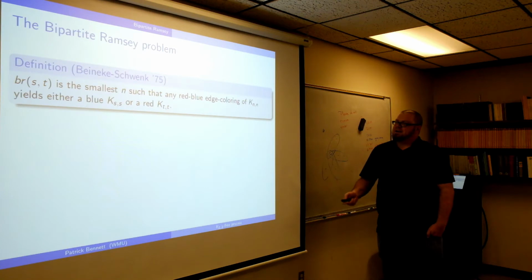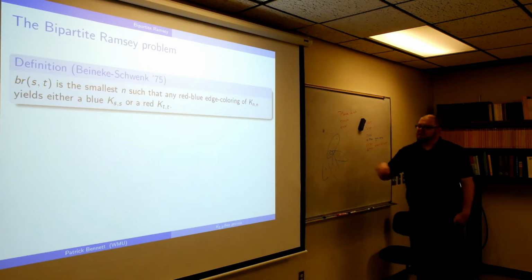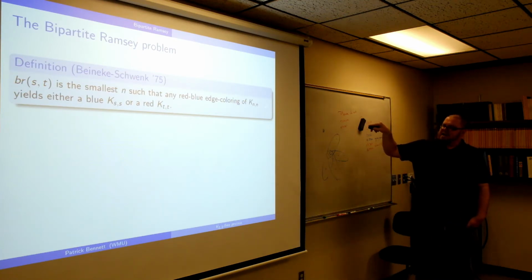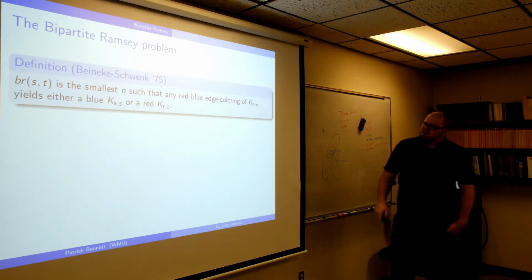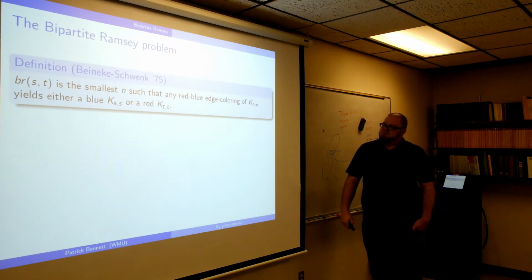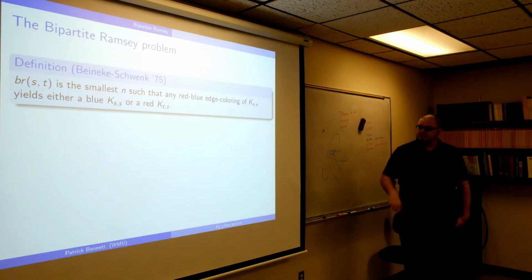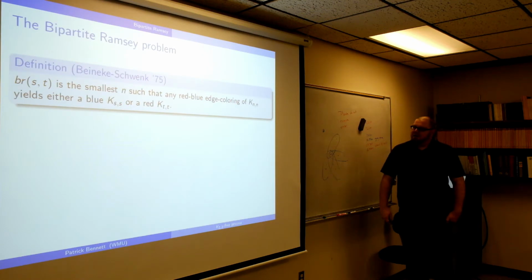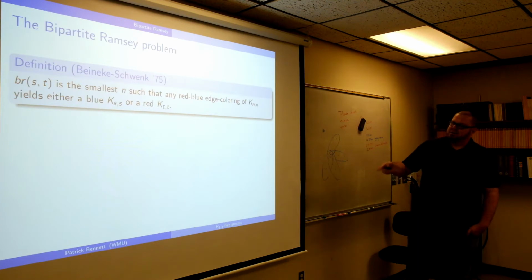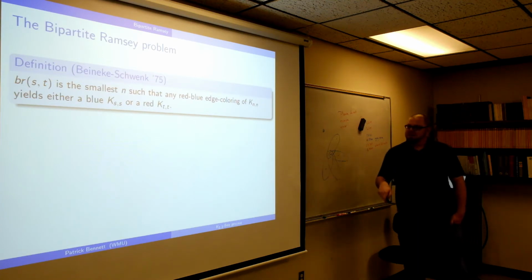So this was introduced by Beineke and Schwenk in '75. BR of S, T is the smallest n such that any red-blue coloring of K_{n,n} has either a blue K_{s,s} or a red K_{t,t}. So you can describe this as just a Ramsey problem for a different host graph. The standard Ramsey problem is when your host graph is K_n. And if we change the host graph to a bipartite graph, then the things that we're looking for had better also be bipartite.